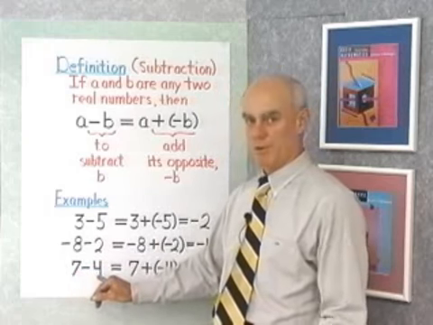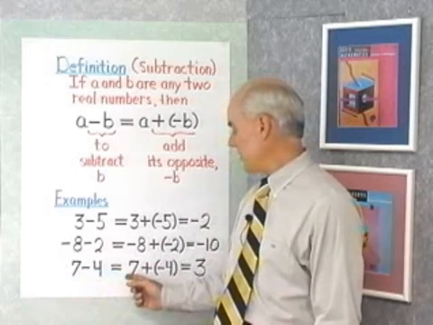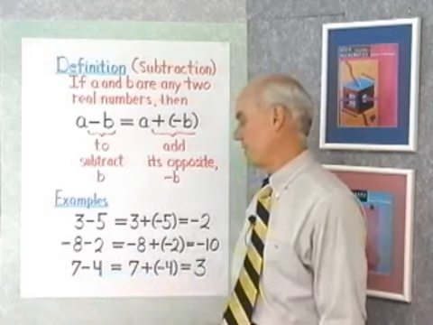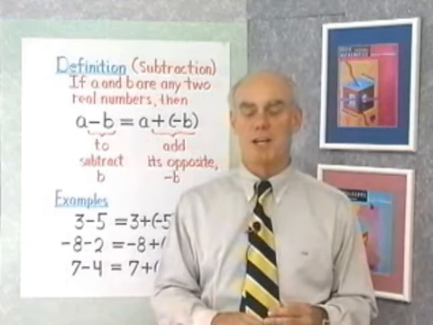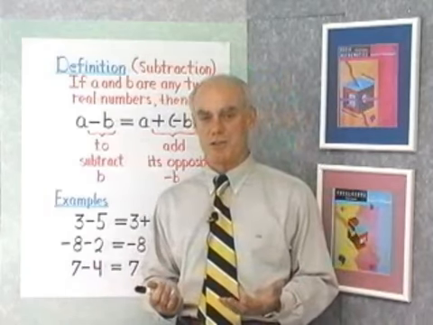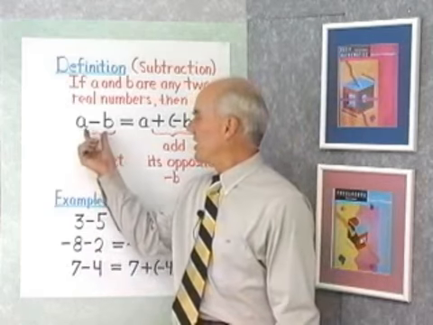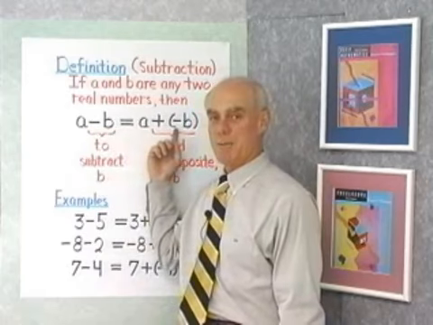7 subtract 4. Well, there's a problem you already know the answer to. It's just 3. But if I write it this way, 7 plus negative 4, and then I use my rule for addition, you see I also get 3. So this is what subtraction is defined to be in mathematics. Subtraction is addition of the opposite. There isn't anything to debate or discuss about this. With a definition, you simply have to accept it. So A subtract B can always be written as A plus the opposite of B.